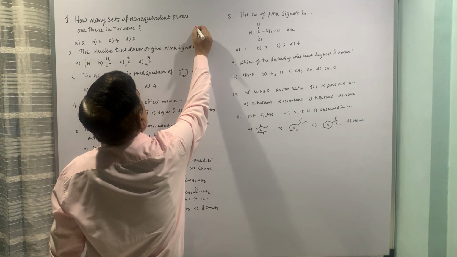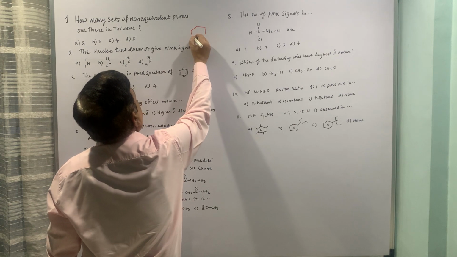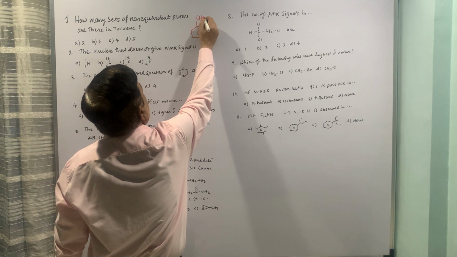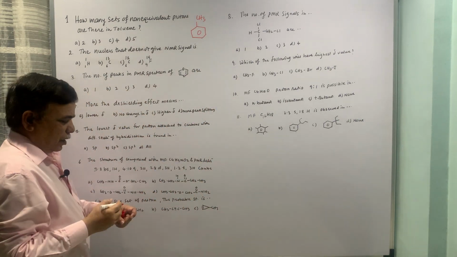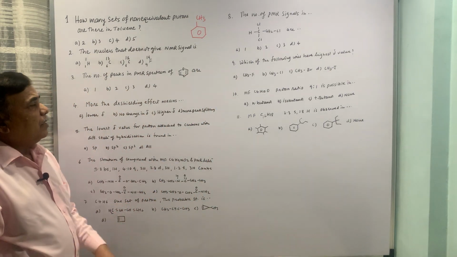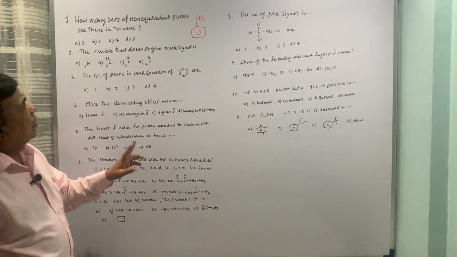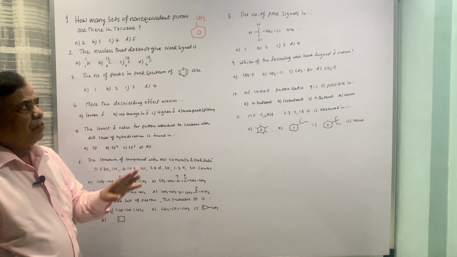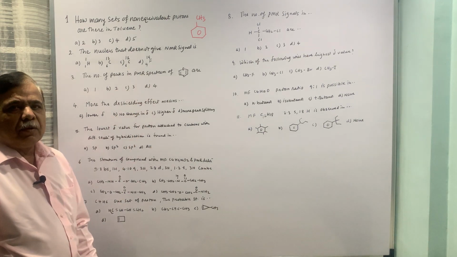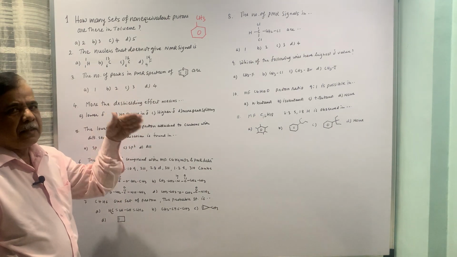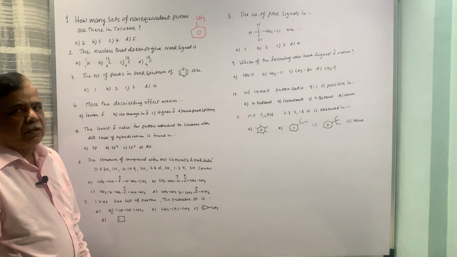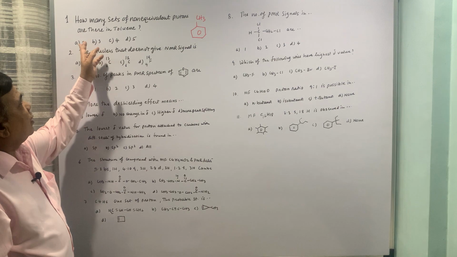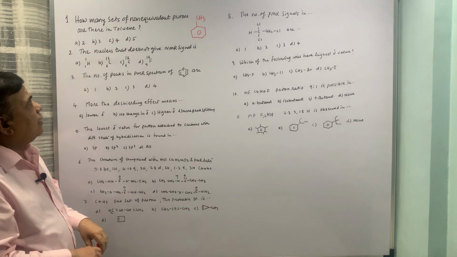The structure of toluene is this. This is toluene, methyl benzene. In a broad sense, it has two sets of protons. One is the methyl protons and the other set is the aromatic protons, or nuclear hydrogens, you can say. So if you write 2, it is fine.